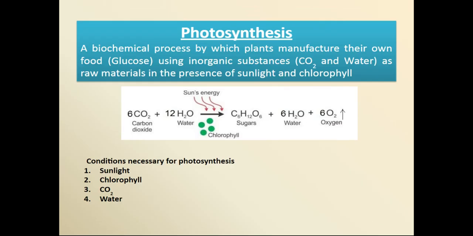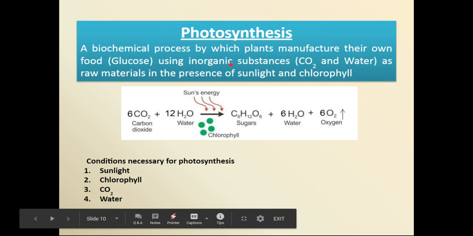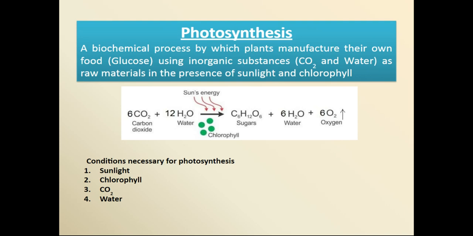Now, photosynthesis. Every organism on mother earth is directly or indirectly dependent on this process. This is a very, very important process from the understanding point of view as well as from the CBSE point of view. The definition of photosynthesis: it is a biochemical process. It is a biological as well as chemical process by which plants manufacture their own food using simple inorganic substances like CO2 and water as raw material in the presence of sunlight and chlorophyll.